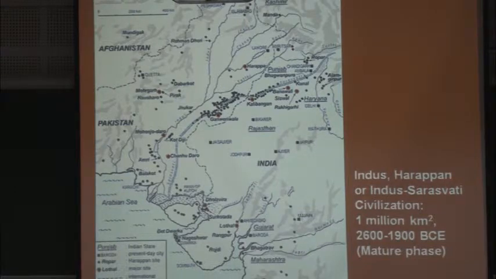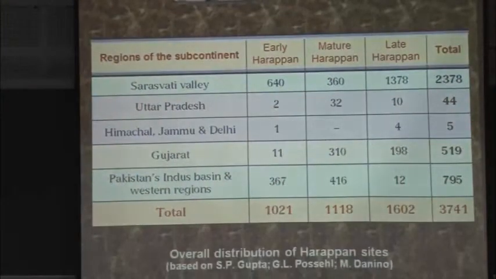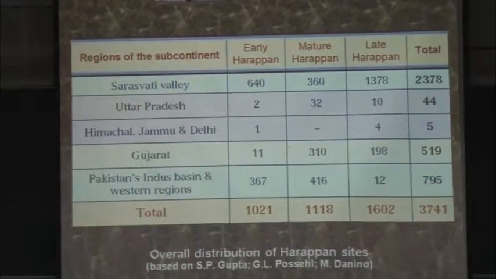So anyway, this is the backdrop, and this is also a quick list. You can just look at this column of the mature Harappan phase, where you can see the distribution of the sites in the Sarasvati basin. Uttar Pradesh also has a few, Western UP of course. Gujarat has quite a bit, and finally the Indus region and surrounding regions, including Balochistan. So it shows you that there was not a single heartland as initially was thought.